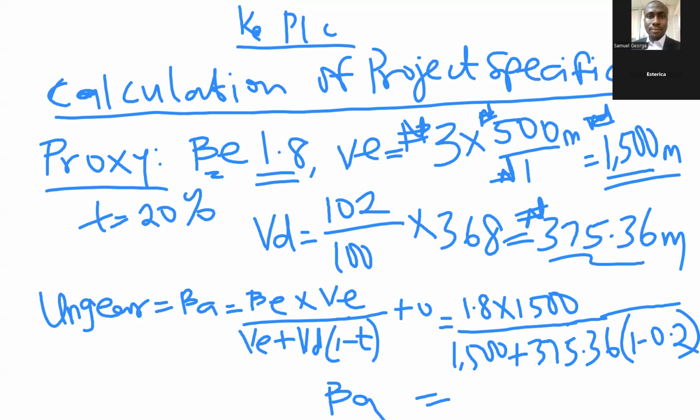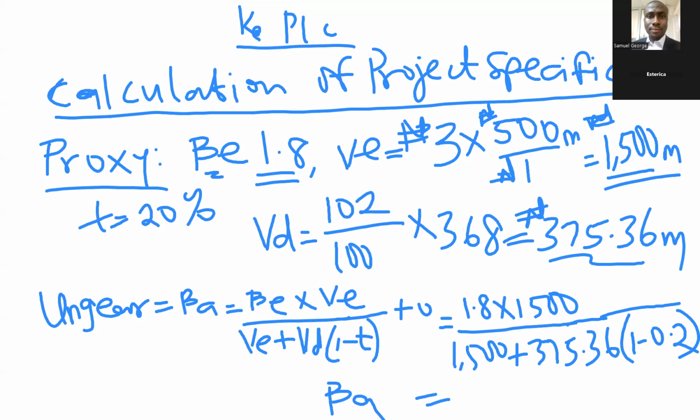375.36. Okay, equals to this, plus 1,500 equals to this. All right, then we say 1.8. I got the denominator that I got 1,800.288. So now I want to do the numerator: 1.8 times 1.5, close the bracket, divided by the denominator, which is the answer.